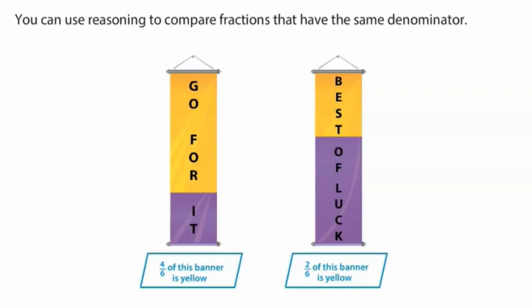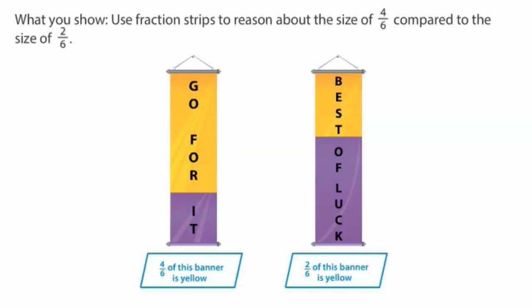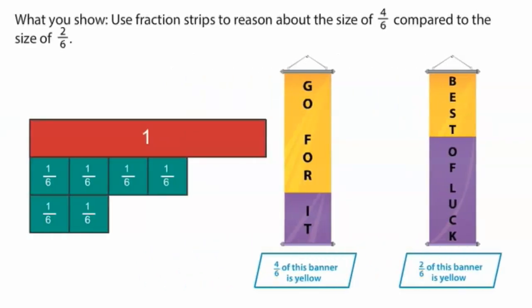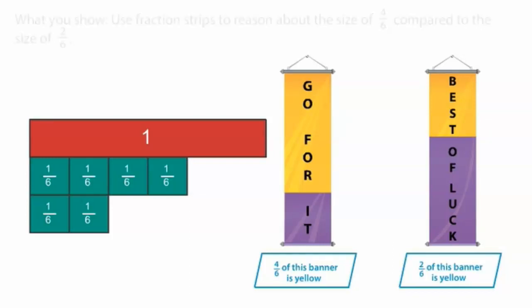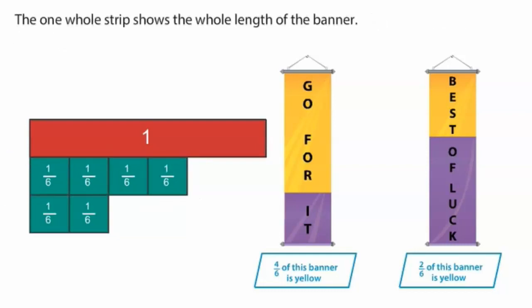You can use reasoning to compare fractions that have the same denominator. What you show: use fraction strips to reason about the size of 4/6 compared to the size of 2/6. Compare the fraction strips. The one whole strip shows the whole length of the banner.